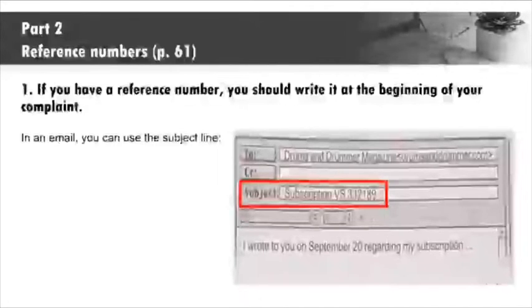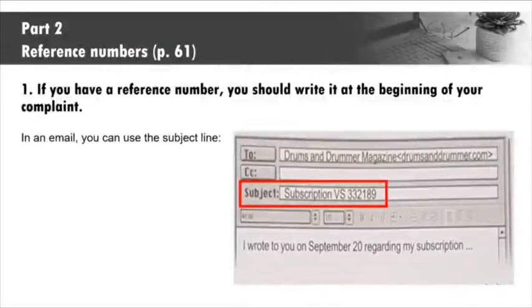Now let's move on to part 2, reference numbers. Please look at your book, page 61. If you have a reference number, you should write it at the beginning of your complaint. In an email, when you are writing an email, you can use the subject line. As you can see in the picture and in the red box, you can write your reference number in the subject line.